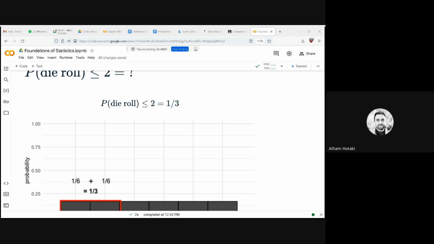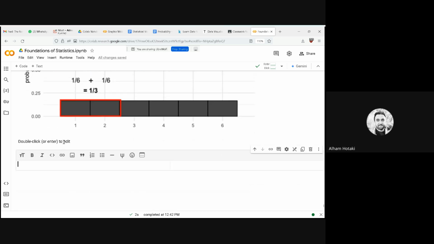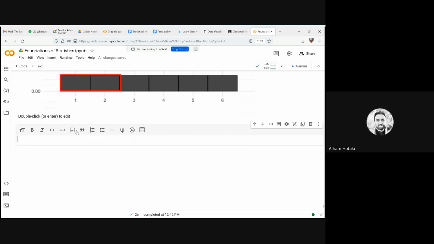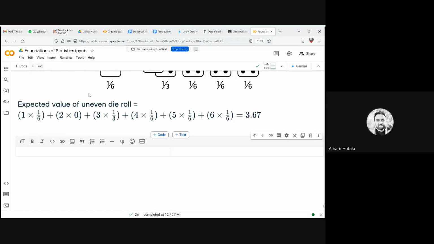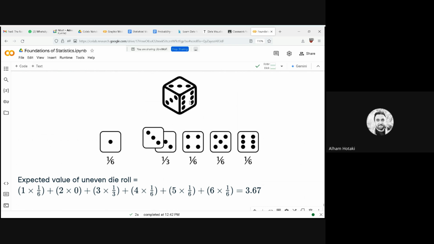Fair die means that whenever you are rolling, it will be equally likely to land on one of the sides. But there is also another thing which is called an uneven die. Uneven die means one of the sides is heavier. So one side is heavier.